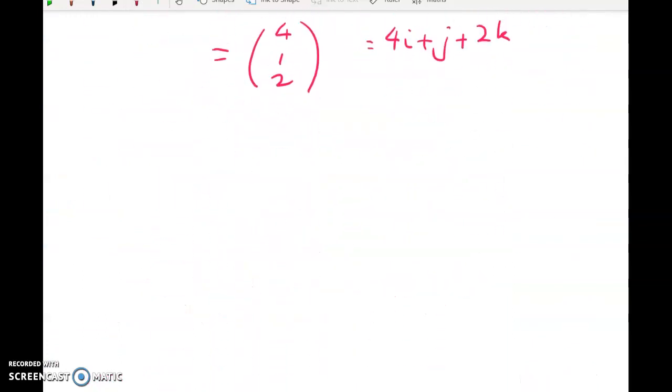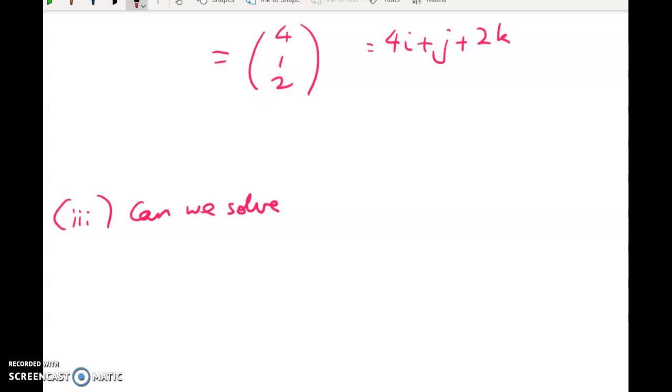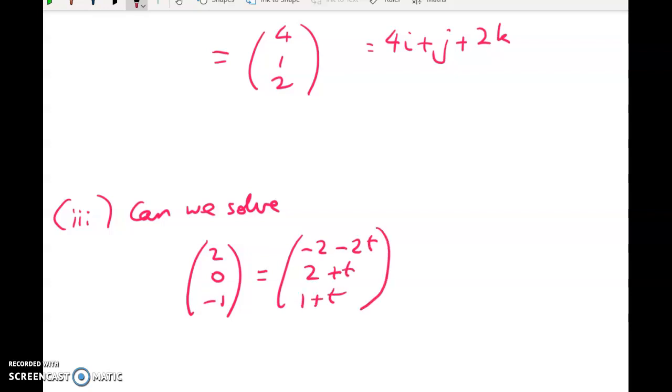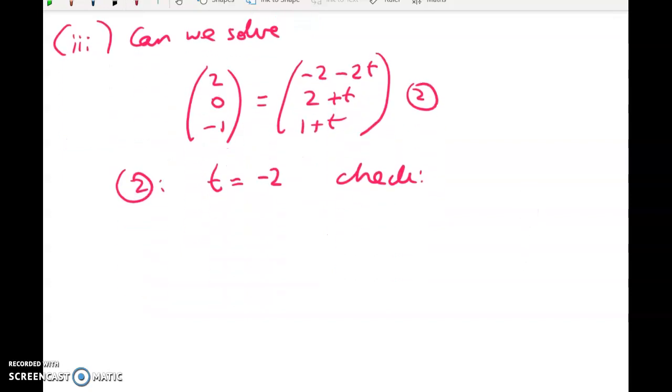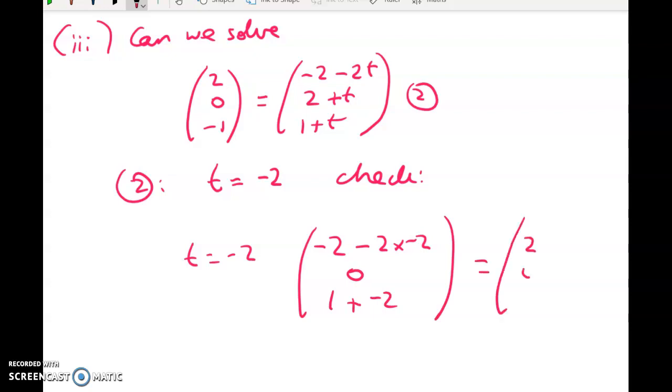All right, first bit. What we need to do, we need to see if the point (2, 0, -1) is on this line. And we can see, looking at equation 2, that if t is equal to -2, it will work. So now we need to check. If we've got t equals -2, what do we have? -2 - 2 times -2, 0, and 1 + (-2) gives me (2, 0, -1) as required. So that's good. So yes, it is on the line.